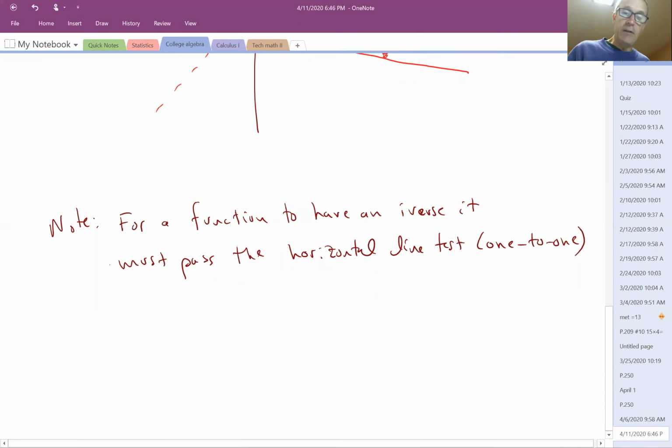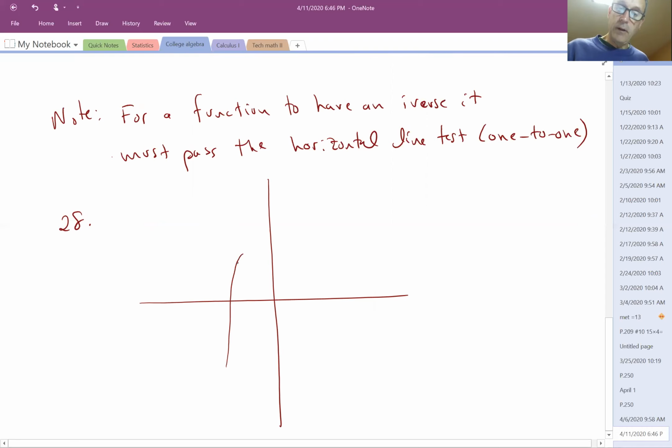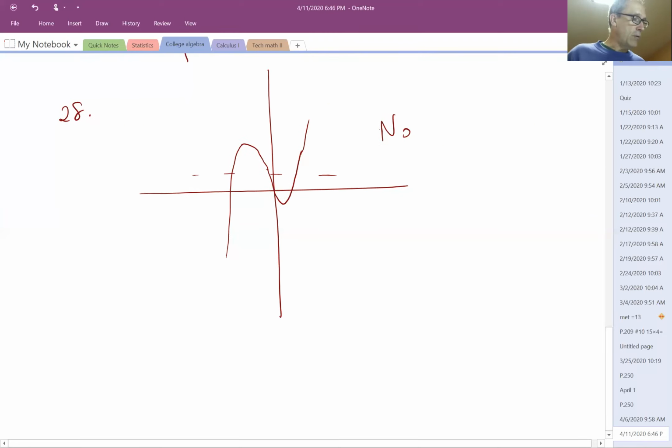So number 28. Here's a function right out of the book, comes down, up like this, down, something like that, right? It comes down a little farther. Does it pass the horizontal line test? No. It's not 1-to-1, it does not have an inverse. It's really that simple. If you can find anywhere a line hitting it more than once, the answer is no.